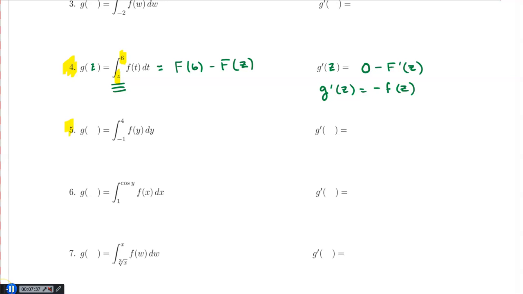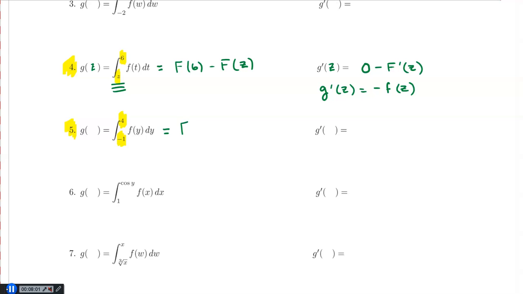Okay, moving on to number 5. Pause and see what's a little different there. In this case, both of the limits are constants. So you can think about what you expect to have happen. But let's just follow the same steps we've been following in the other ones and see what does happen.